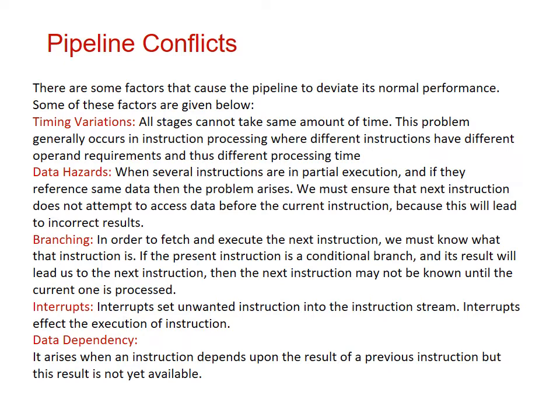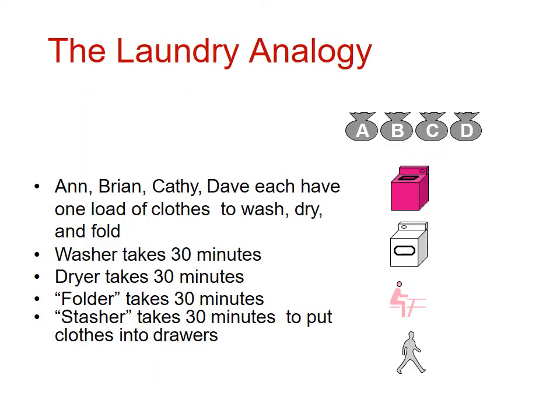And then interrupts. Interrupts insert unwanted instructions into the instruction stream. Interrupts affect the execution of instructions. Data dependency arises when an instruction depends upon the result of a previous instruction, but this result is not yet available. Here is an analogy example of pipeline architecture.